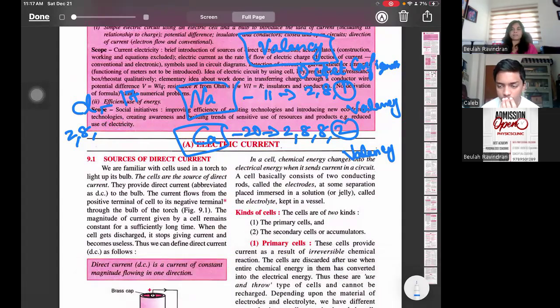So how can you write? What is the next one coming? 17. 2, 8, 7. So what is the valency of chlorine?